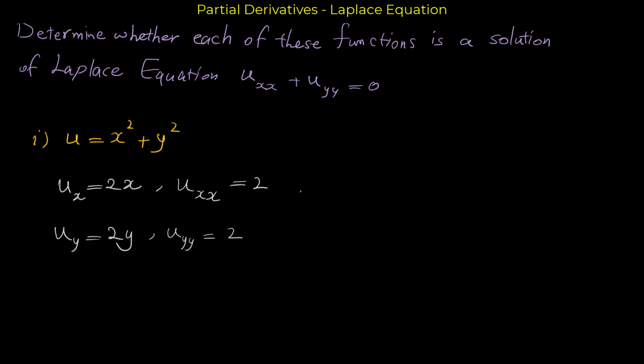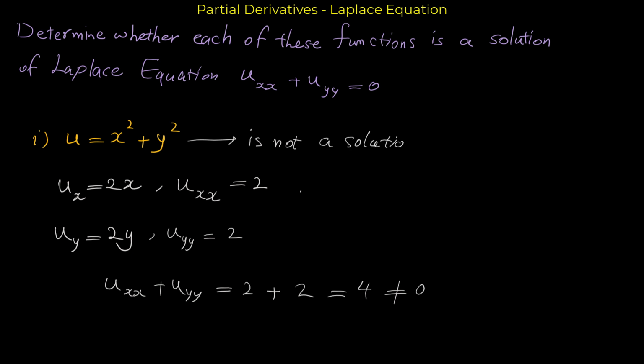Now let's see, is this a solution or not? Uxx plus uyy should be 0. If it is 0, it's a solution. If this sum is 0, it is a solution, and otherwise it's not. 2 plus 2, this is 2, the other one is 2. 2 plus 2 is 4, and it's not equal to 0. So this function is not a solution to the Laplace equation.